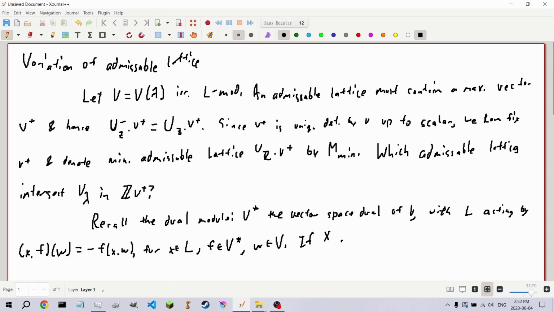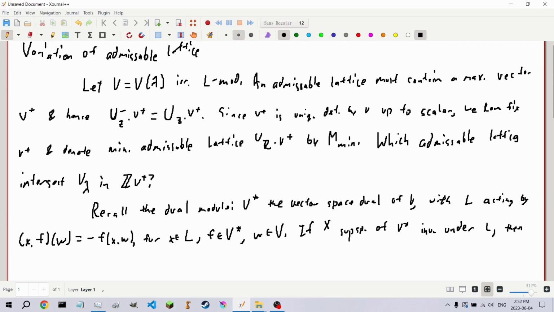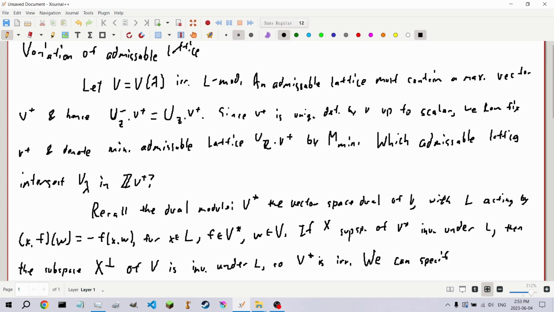If X is a subspace of V star which is invariant under L, then the corresponding subspace X perpendicular of V is going to be invariant under L. So V star is again irreducible. We can specify its highest weight.